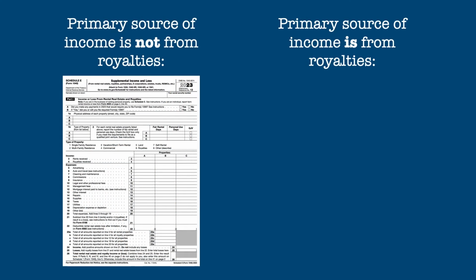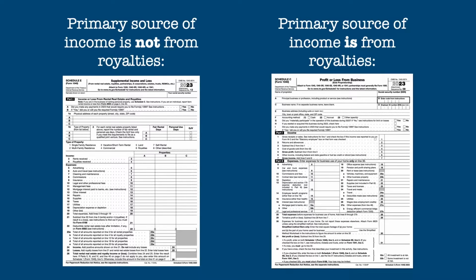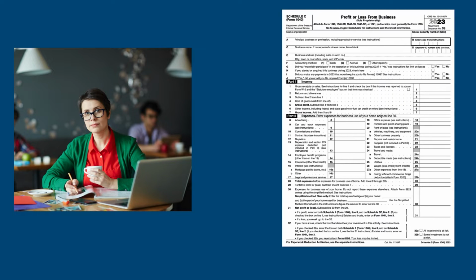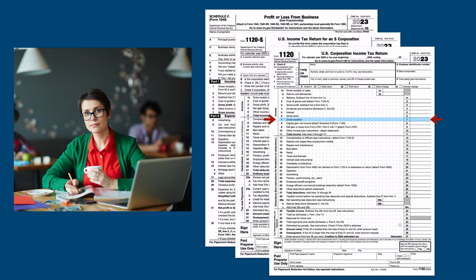However, if your primary source of income is from royalties, the royalties are considered business income and reported on either a Schedule C or other business returns such as a 1065, 1120S, or 1120. Anne writes mystery novels, and royalties are the main source of her income. She reports her royalties on Schedule C, or if she has an LLC or corporation, 1120S or 1120.